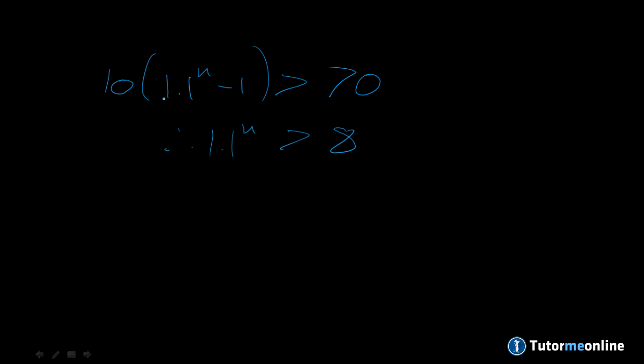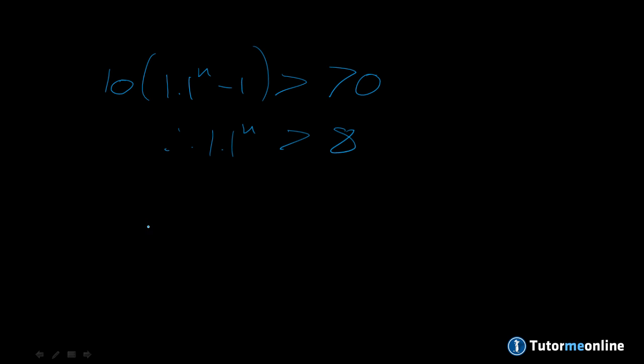How did I get that? I just divided the left-hand side of the equation by 10. I must do the same on the right-hand side, which gives me a 7. If I add 1 to the left-hand side of the equation, I must add 1 to the right-hand side of the equation. And that leads me to say that 1.1 to the power of n must be larger than 8.